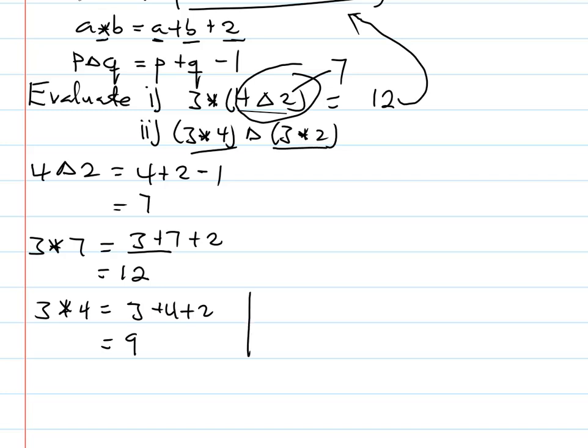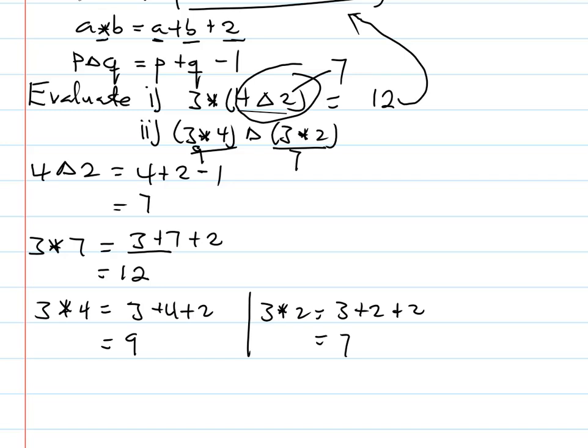Then let's work on the second bracket, which is 3 star 2. What is the definition of star? A plus B plus 2. So we add the two numbers, 3 plus 2 plus 2. And that will give us 3 plus 2 will give us 5. 5 plus 2 will give us 7. Now this is giving us 9.